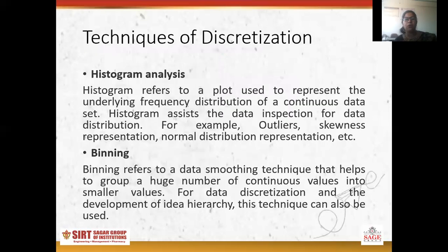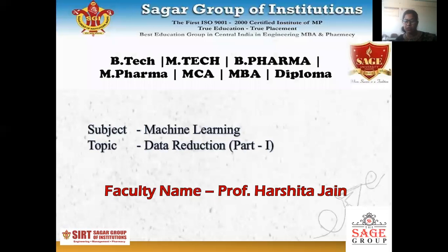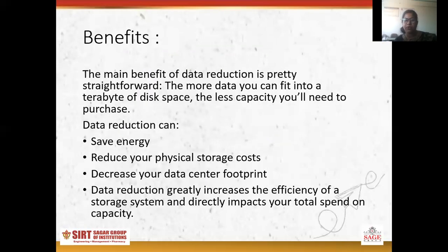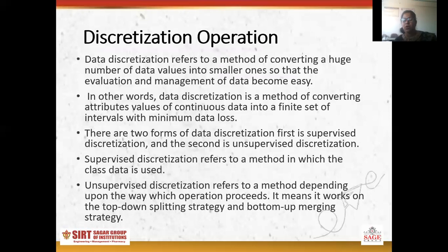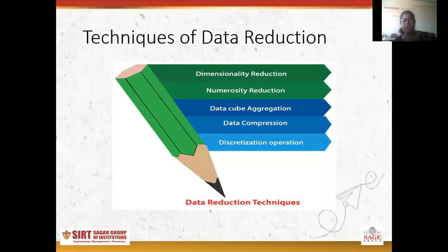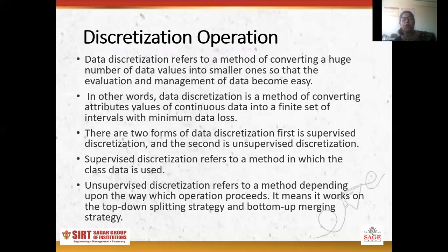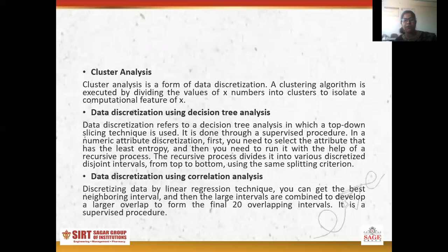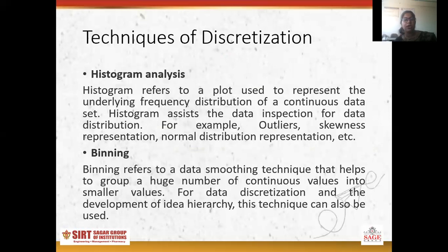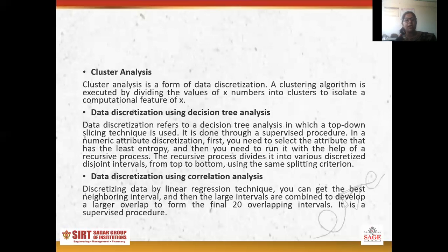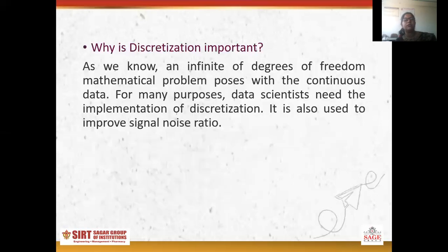So this is how we have studied data reduction. We have gone through the introductory part. We have found its benefits. We have gone through the techniques, discussing the discretization operation. What is that? And we have also studied the techniques by which we achieve this discretization, which involve histogram analysis, binning, cluster analysis, discretization using decision tree, and the last is using correlation analysis. And last we have discussed why this discretization is important for us.